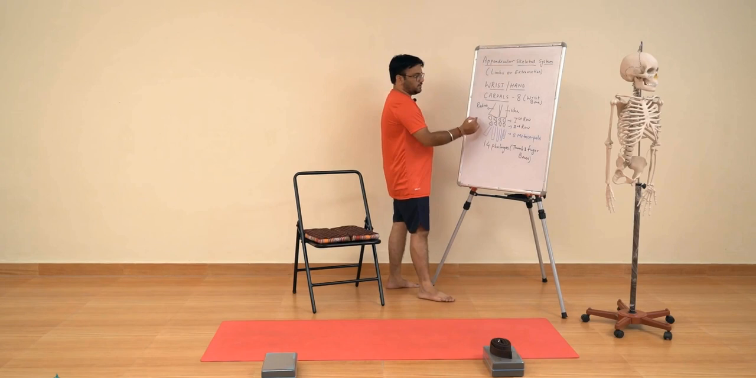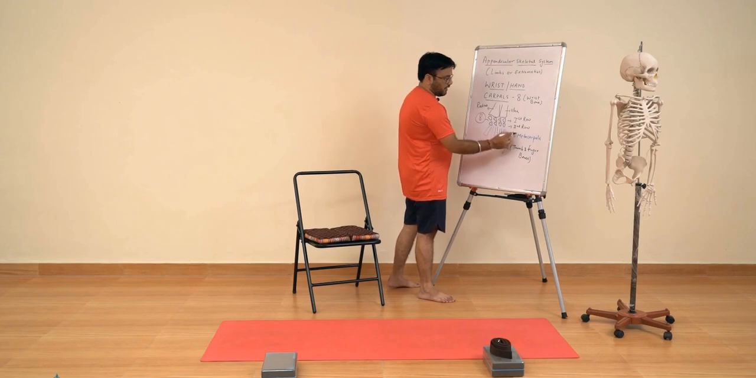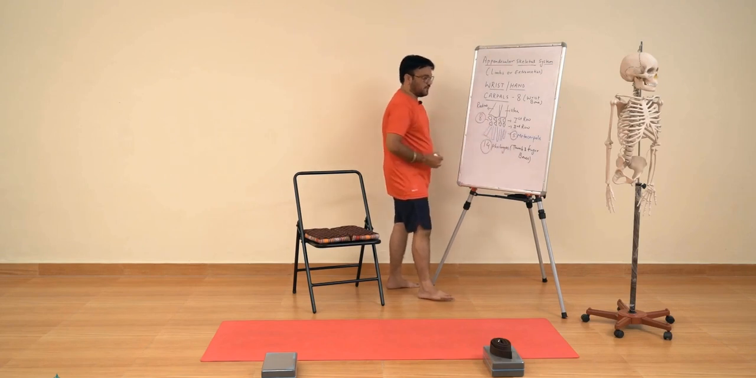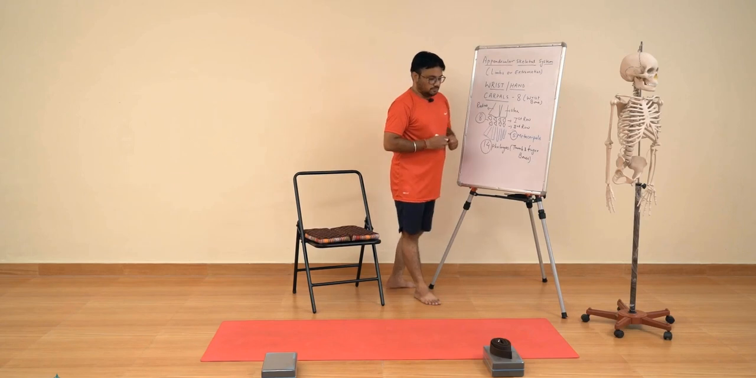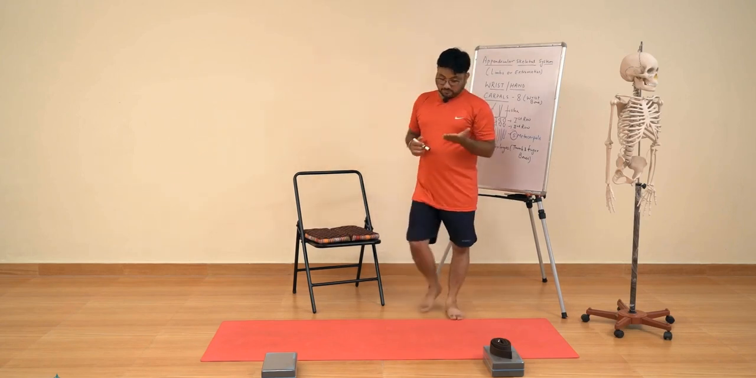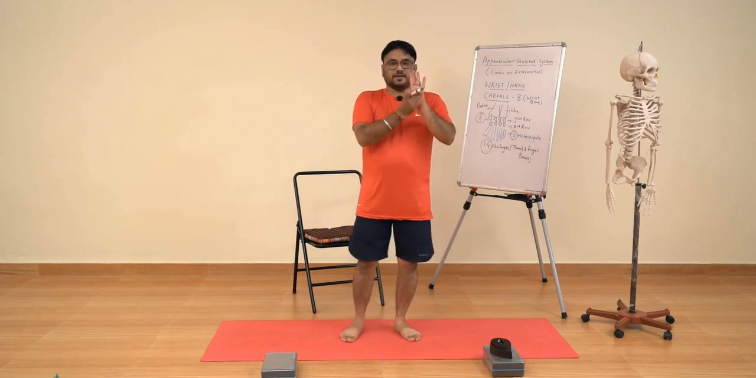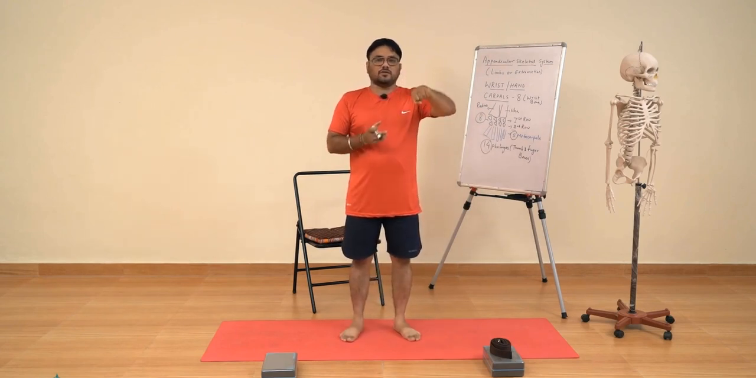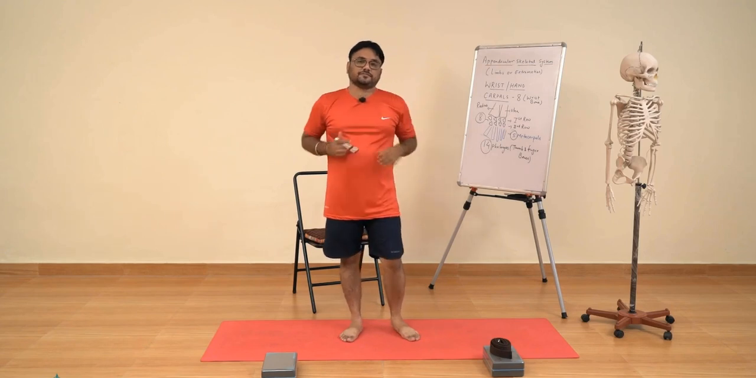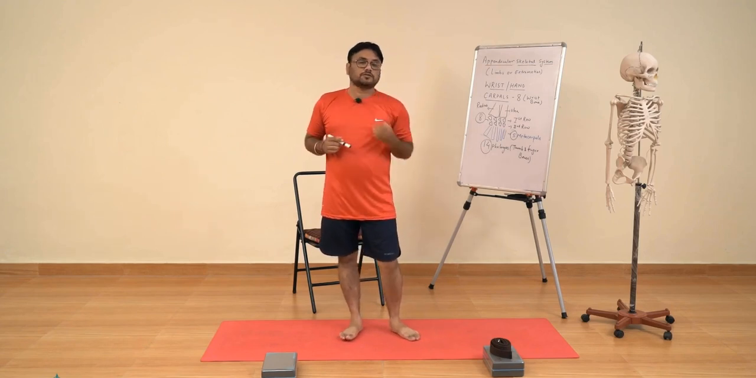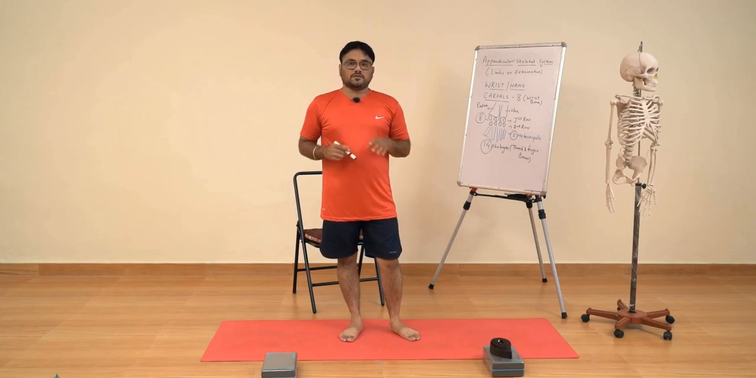So 8 carpals, 5 metacarpals, 14 phalanges. People say that the wrist and hand is a very small structure, but the maximum number of bones is here. Small bones, flat bones, that come under your wrist bones.